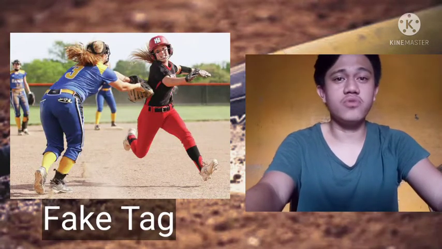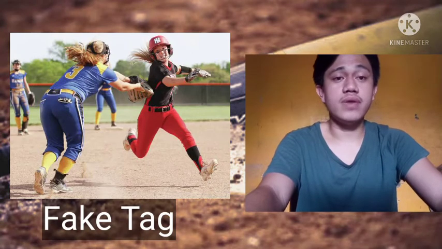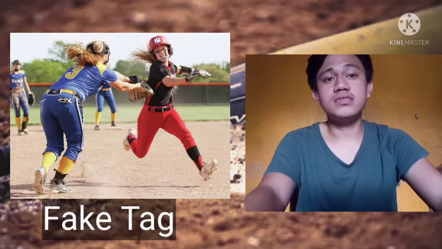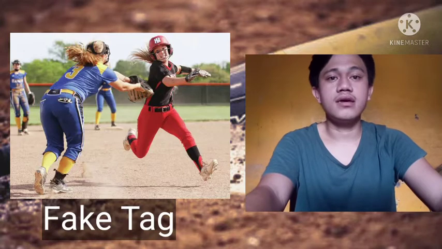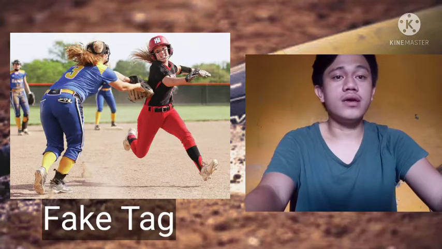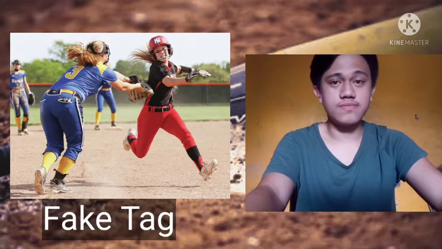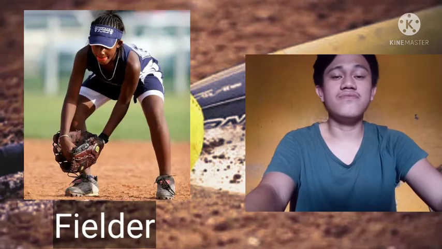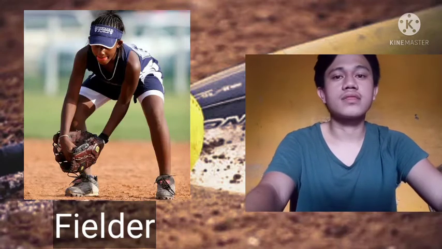Section 31 is the fake tag. The fake tag is a form of obstruction of a runner while advancing or returning to a base by a fielder who is not in possession of the ball that impedes the progress of the runner, and the runner does not have to stop or slide, merely slowing down. The fake tag, if simulated, would constitute obstruction. Section 32 is the fielder. A fielder is any defensive player on the team on the field. Sila yung sumasalo ng bola ng ating mga offensive player.